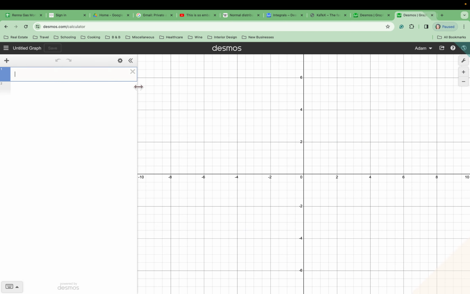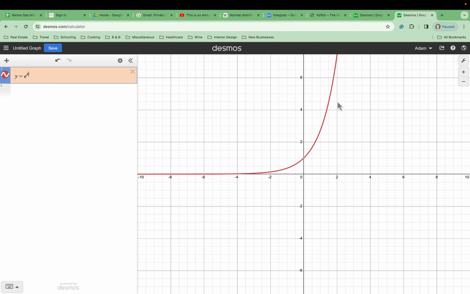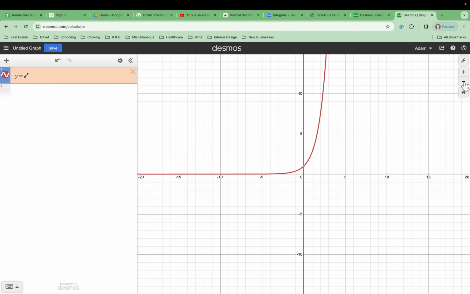I'm going to start off with an exponential function, y equals e raised to the x, and this behaves the way we would expect an exponential function to behave. It collapses to zero as x gets smaller and smaller, or more and more negative. It explodes up to infinity in a big hurry as x gets larger and larger. That does not look at all like a normal distribution, I think you'll agree.